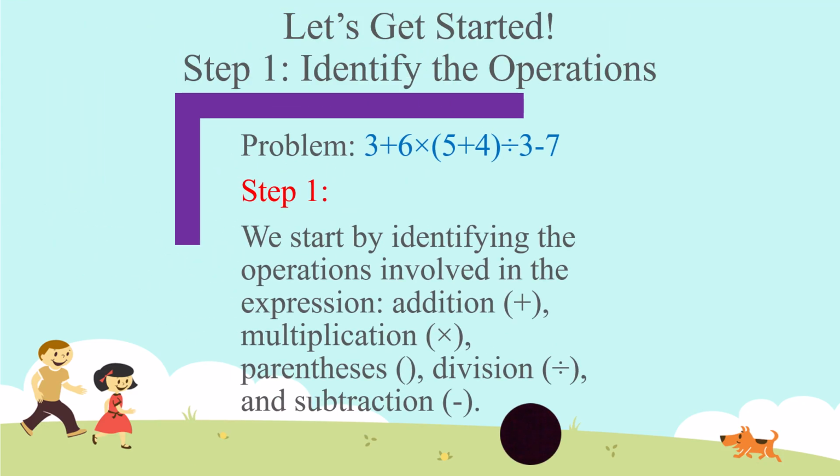Step 1. Identify the operations. Let's look at the problem 3 plus 6 times (5 plus 4) divided by 3 minus 7. In step 1, we start by identifying the operations involved in the expression: addition, multiplication, parentheses, division, and subtraction.